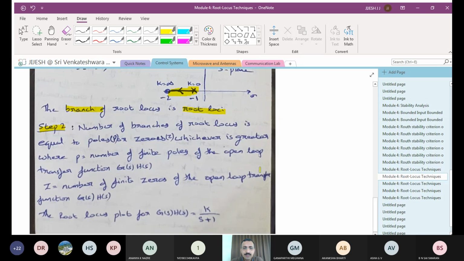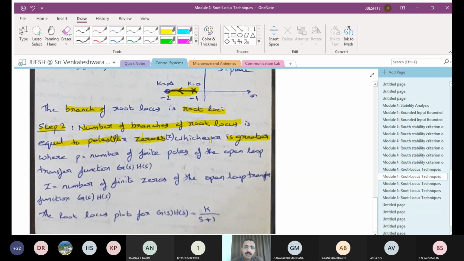Then the second step is the number of branches, so you have to understand this carefully. The number of branches of the root locus is equal to the number of poles or zeros, whichever is greater.